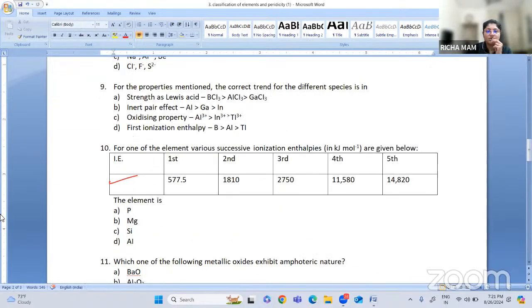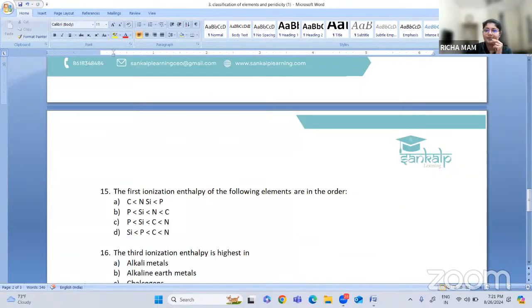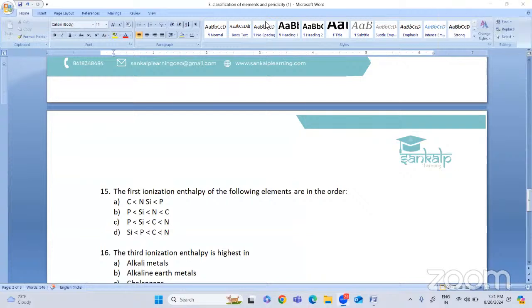Fine, so these were some of the questions. Any doubts up to here? These are some of the questions on this particular chapter, classification of elements and periodicity. A few more questions on periodicity properties we'll take in the next class, so that it will be a good revision for you. It is a very easy chapter, just the concept should be clear.